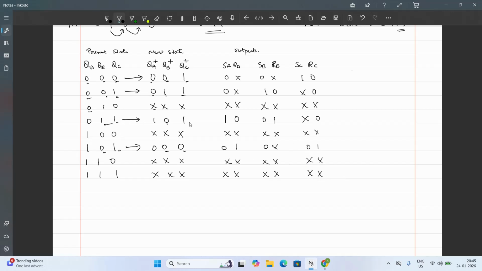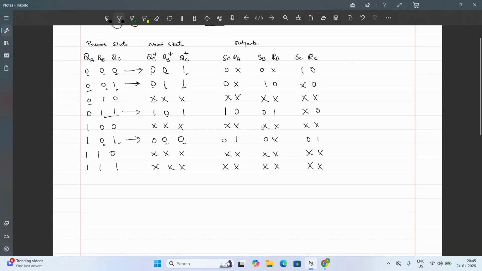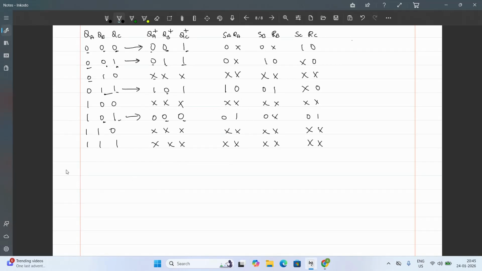Okay, so I hope this is clear and I hope there's no mistake. Please verify it once. So this is how you get the table. Once the table is done, the next step will be to draw the K-map for each of the outputs SA, RA, SB, RB and SC, RC. Since it is 3-bit, you will use a 3-variable K-map.